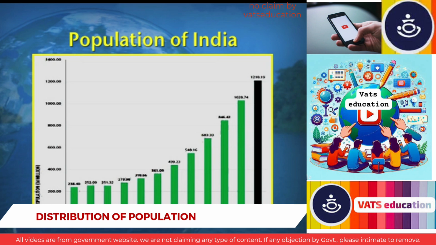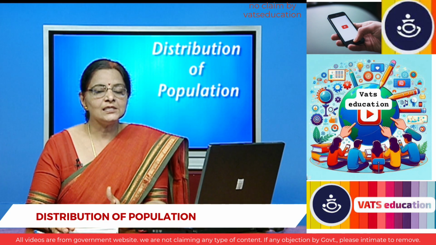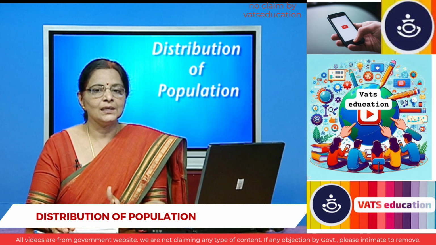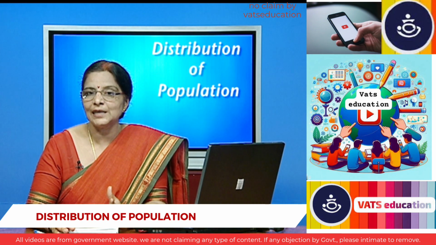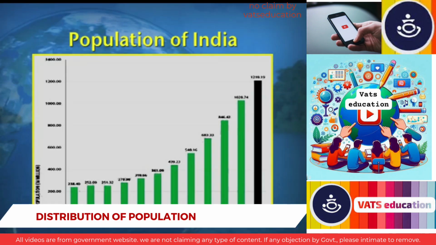1921 census, the population rose to 251.32. There is a slight decline in the population of around 1 million in the year 1921. So we will be taking up this issue, that this decline in population, this year 1921, is known as a demographic divide year. We will be talking about this later in the lesson.